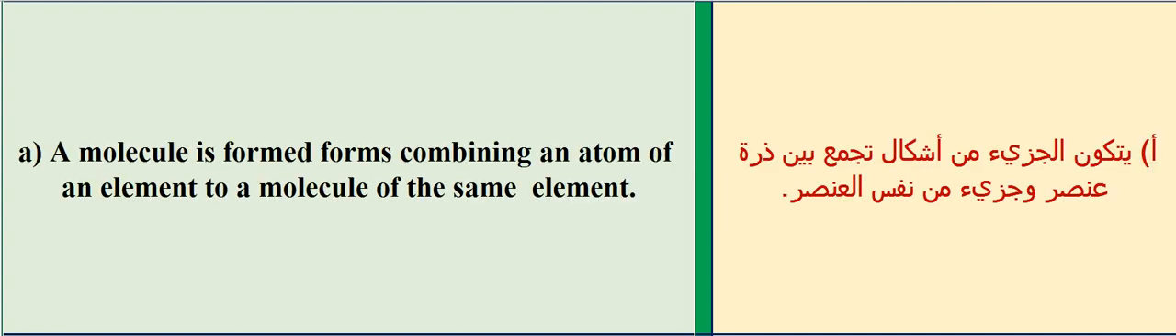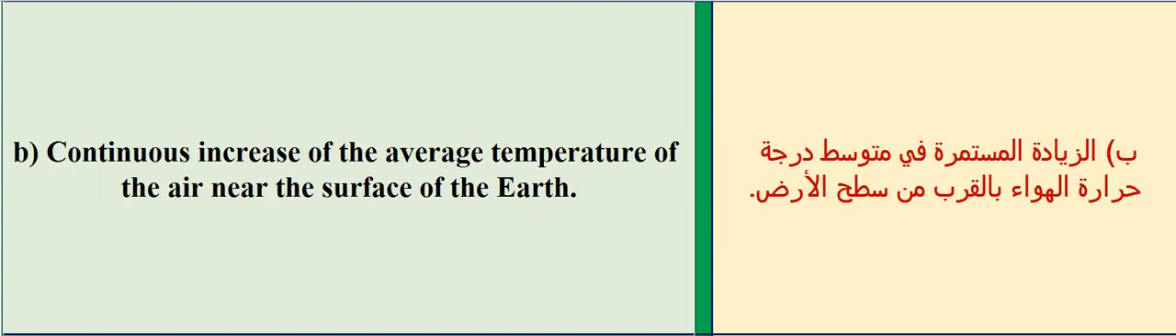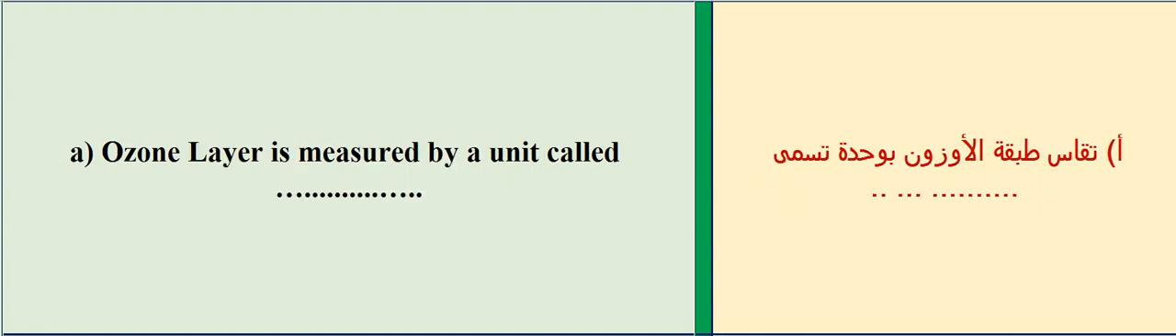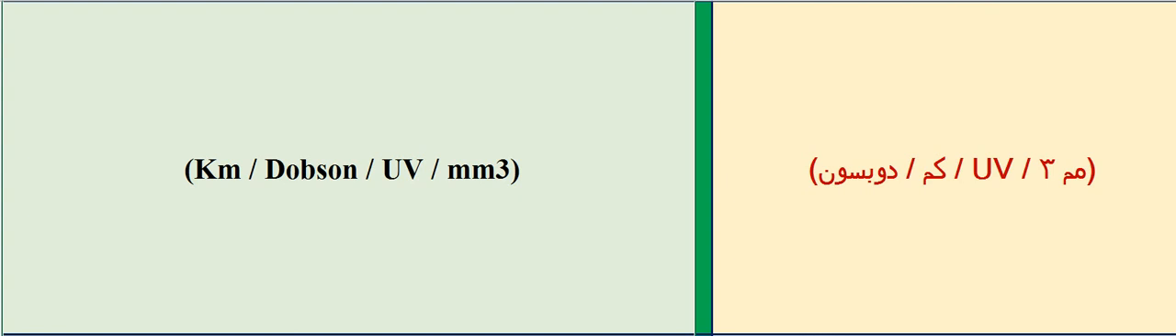Review of Lesson 2. A. A molecule is formed by combining an atom of an element to a molecule of the same element. B. Continuous increase of the average temperature of the air near the surface of the Earth. A. Ozone layer is measured by a unit called km/Dobson/UV/mm3.